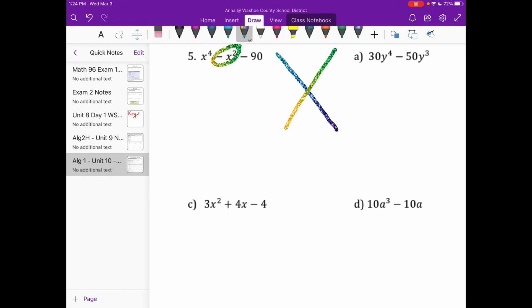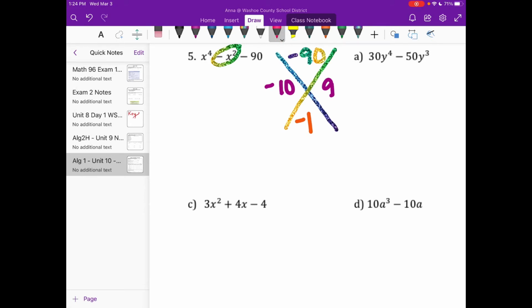My special is my first times my last, so 1 times negative 90 is negative 90. And then on the bottom, I have negative 1. Okay. So I need 2 things that multiply to make negative 90 and add to make negative 1. Well, I know that 10 and 9 makes 90, but if I want the negative 1 to be negative, I need the 10 to be negative.